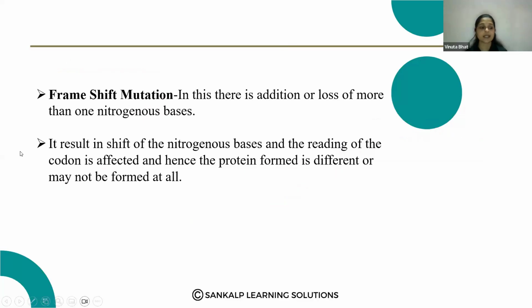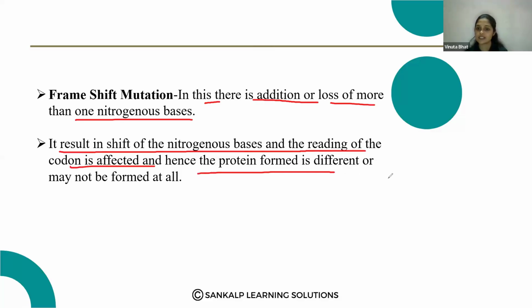And the second type is the frame shift mutation. So what is this frame shift mutation? Here there is an addition or loss of more than one nitrogenous base. In the point mutation only one nitrogenous base is changed, as in sickle cell anemia. But here more than one nitrogenous base is changed, which results in the shift of the nitrogenous bases and the reading of the codon is affected. Hence, the protein formed is different or may not be formed at all.